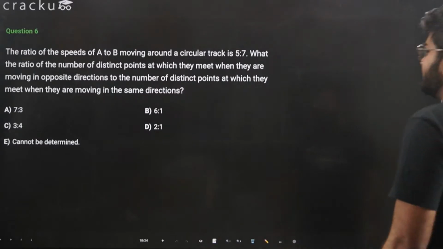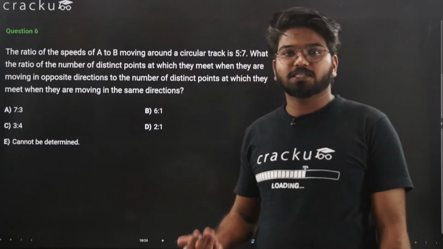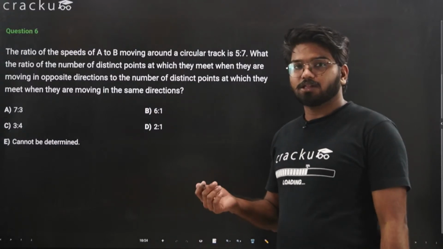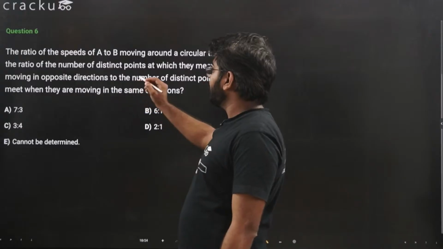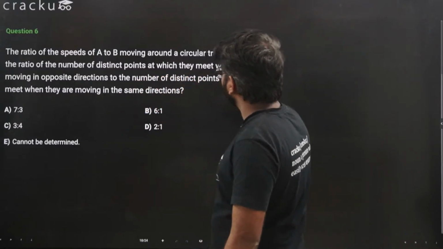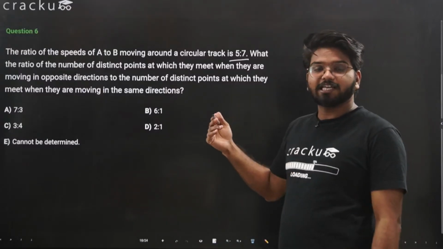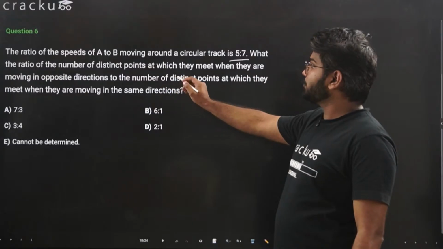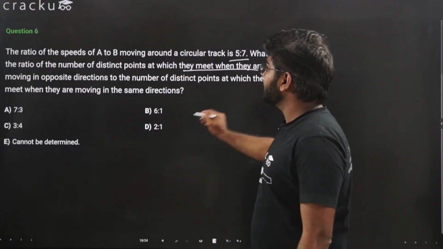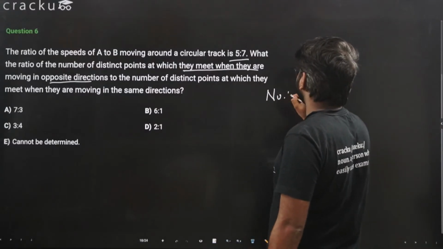Okay. Again, this is based on the same concept, number of distinct points at which they will meet. We'll not waste a lot of time on this question. It says that the ratio of the speed of A and B moving around a circular track is 5:7. That we are already given in the simplest form. What is the ratio of the number of distinct points at which they meet when they are moving in opposite direction? So number of distinct points.